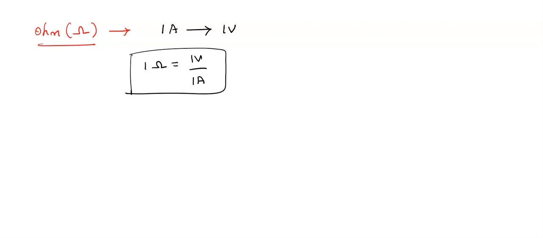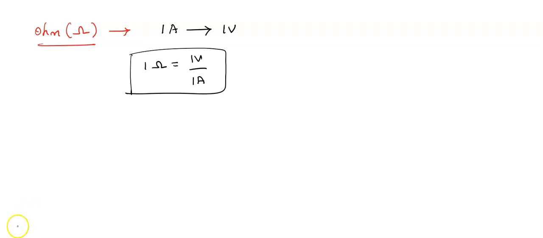on applying a potential difference of 1 volt across its ends. Okay, and then you can take 1 ohm is equal to 1 volt by 1 ampere.